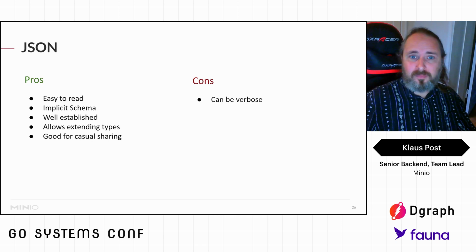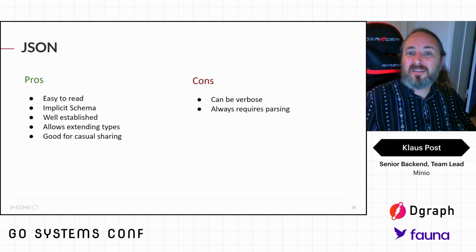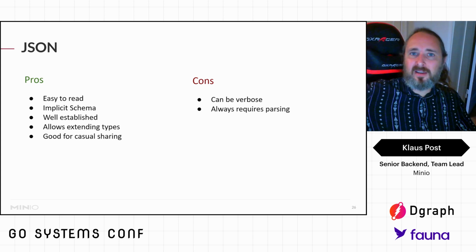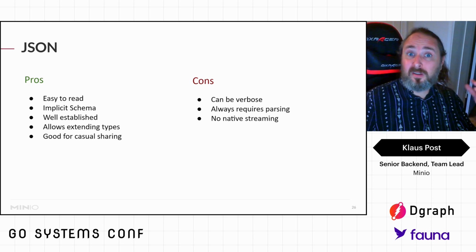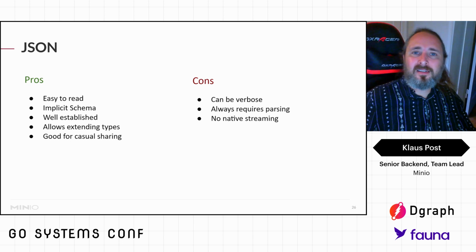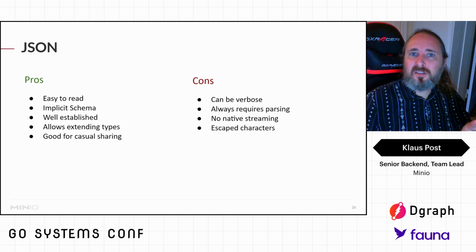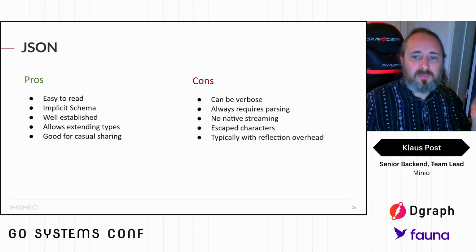What are the cons? It can be quite verbose. It will always require parsing. To know the length of a string, you need to parse the entire string to get the size of it, similar with arrays and other types of data. There's no native streaming, though there are some extensions that allow it, like newline delimited JSON. There are escaped characters in strings that need to be de-escaped, so to speak. Similarly, you can't have raw binary data. It needs to be escaped or encoded in some way.